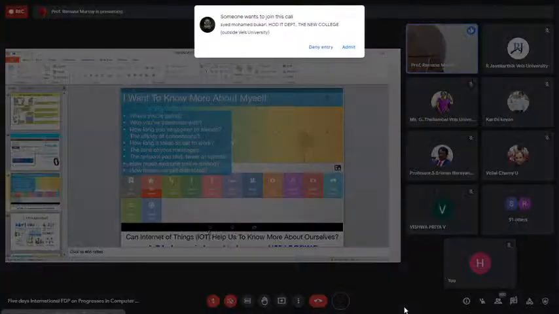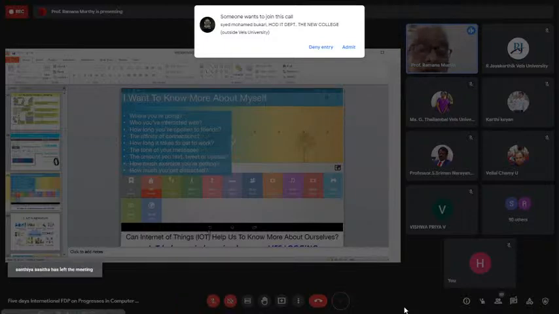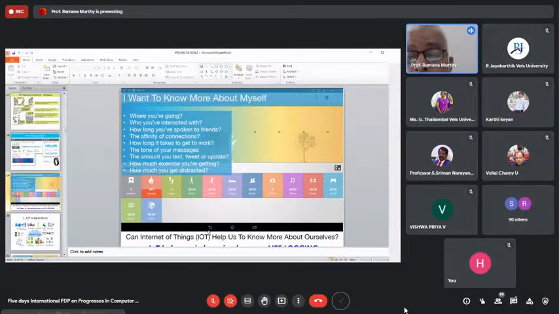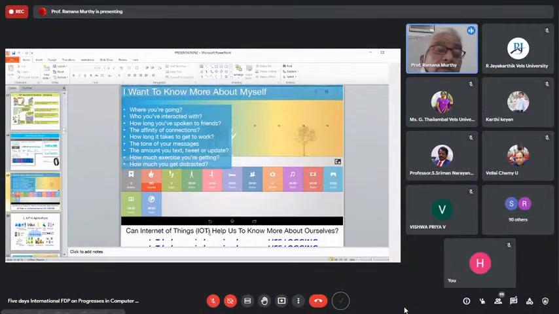When I want to know whether I am fit for going to office or working today, I have to look at this. Where are you going? Why? Whom are you going to interact with? How long are you going to speak with your friends, and the affinity of connections, how long it takes to get work done, the tone of your messages, and the amount you text, tweet, and update. How much exercise you are getting, and how much you get distracted. All these things can help you with the aid of IoT, and IoT can help you in knowing about the status of ourselves and our body status.